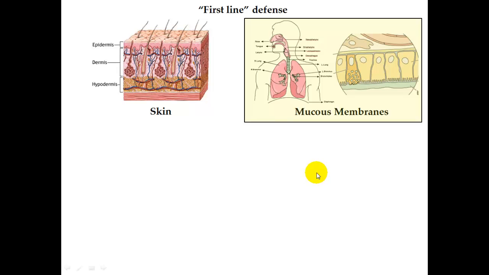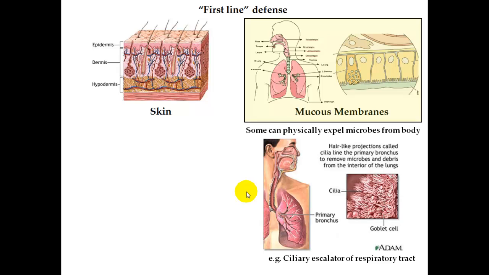Specifically, there are portions of different tracts in the body that can actually move microbes towards the exterior of the body so that hopefully those microbes can get expelled. Right? So there are some mucous membranes that can physically expel microbes from the body. An example of where you find this is in the respiratory tract. If you take a look at portions of the respiratory tract, like inside the lungs, there are these hair-like extensions that move out away from the cells that line that tract, called cilia.